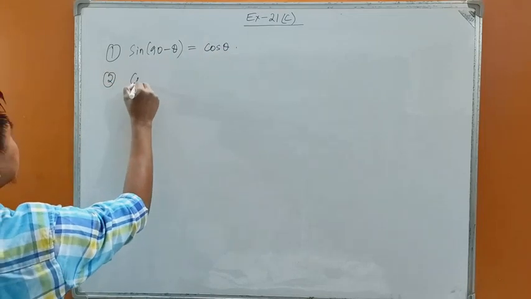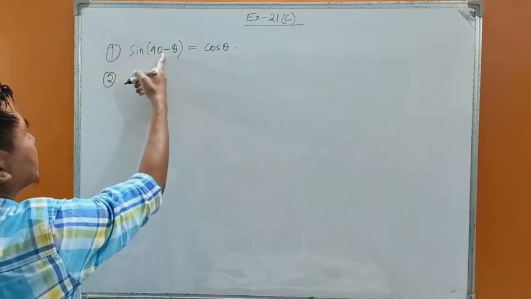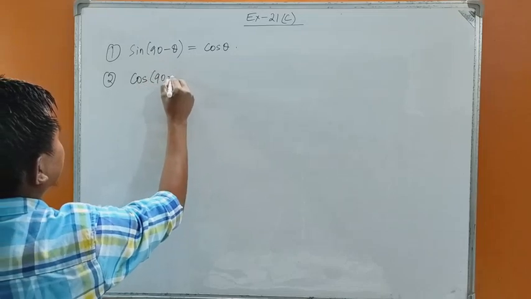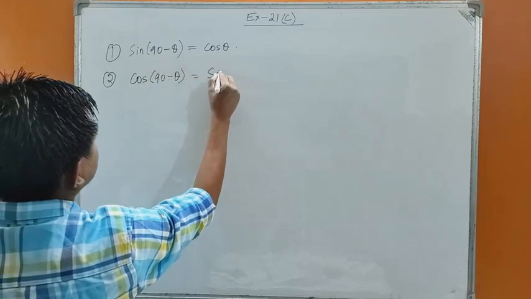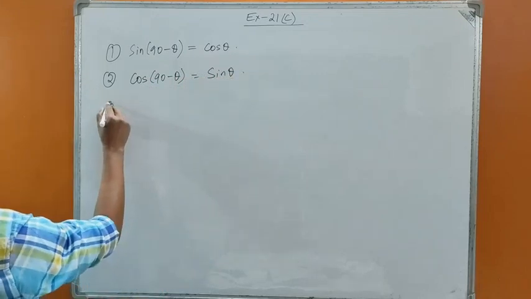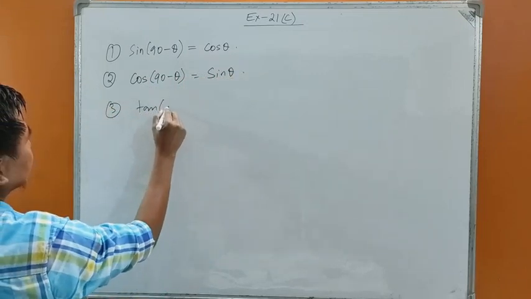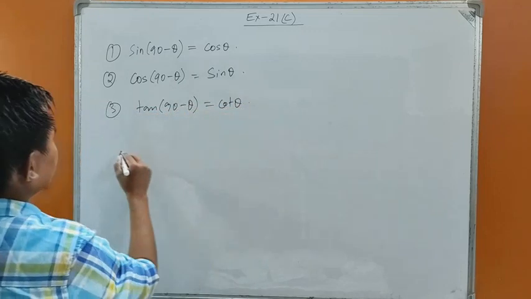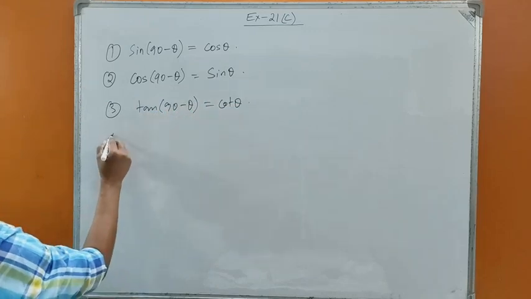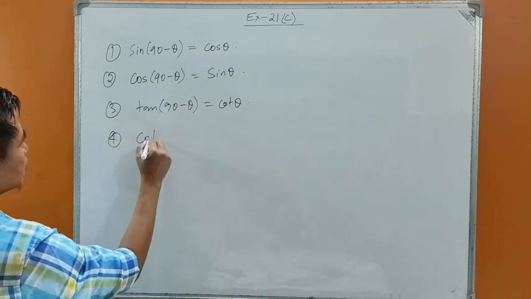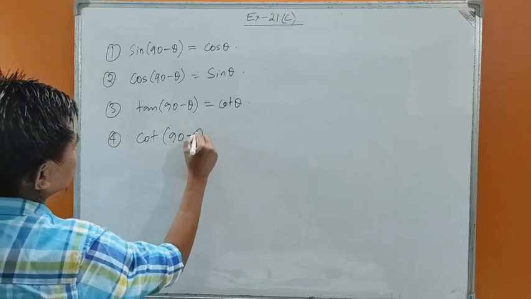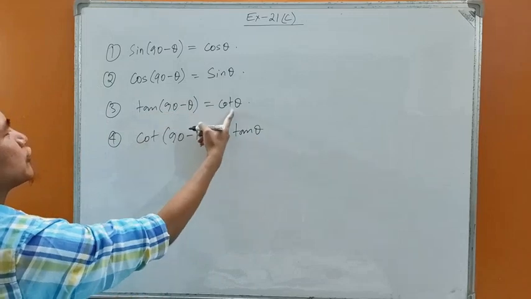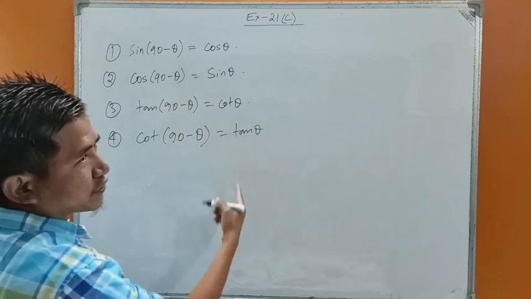Number two: if sine 90 minus theta is cos theta, then cos 90 minus theta equals, obviously, sine theta, isn't it? Number 3: tan 90 minus theta equals cot theta. If tan 90 minus theta equals cot theta, then number 4, cot 90 minus theta will obviously be tan theta, isn't it?